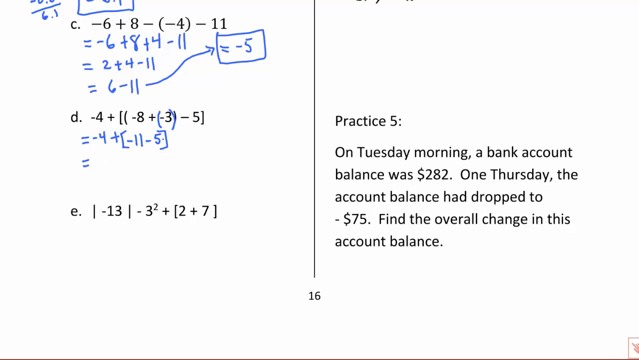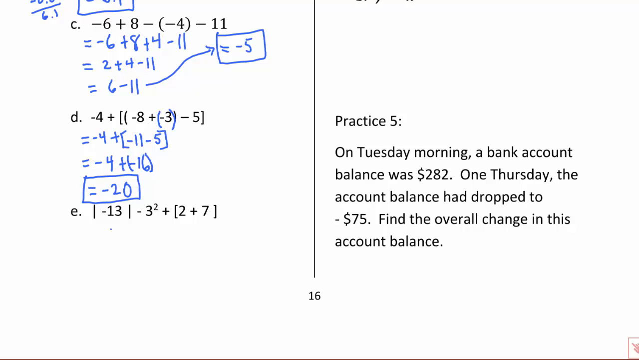So using the order of operations, I need to evaluate this parentheses this time. So it's going to give me negative 4 plus negative 11 minus 5. They're the same sign, so we add them. 11 plus 5 is 16, and they're both negative, so that makes that a negative 16. So really this is negative 4 plus negative 16. And again, these are the same sign, so we're going to add them in their absolute values. So we have 16 plus 4. 16 plus 4 is 20. They're both negative, so we're going to make this a negative 20. And here's your answer.